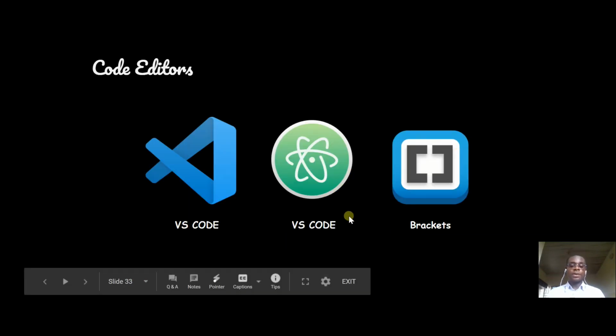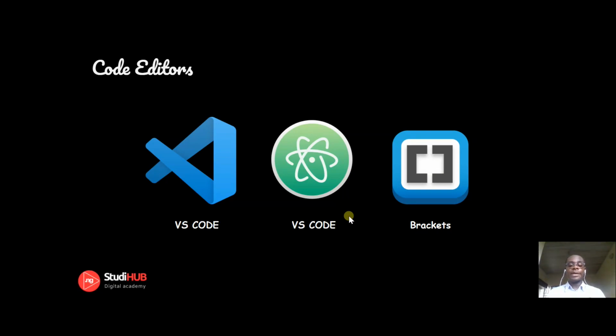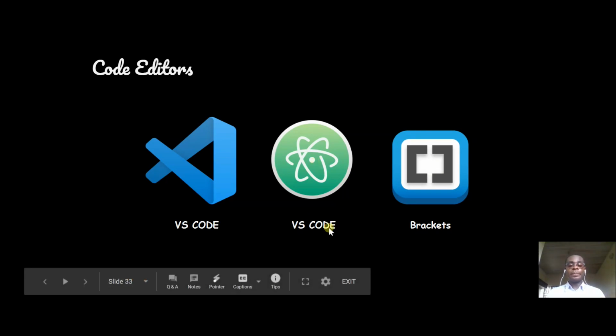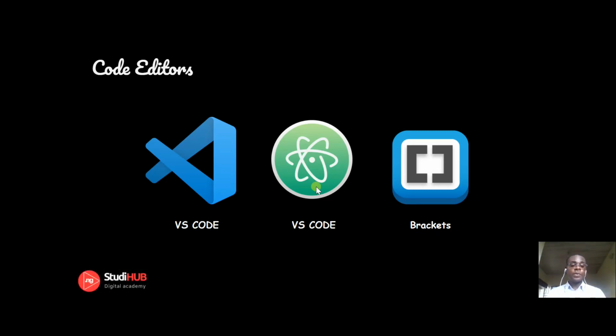Code editors include Atom, Visual Studio Code, and Brackets. So this is Atom. Please forget this VS Code, I made a mistake here. I didn't see it earlier, I would have corrected it. So this is Atom, A-T-O-M. And the code editor that we are going to be using for this class is going to be Visual Studio Code.